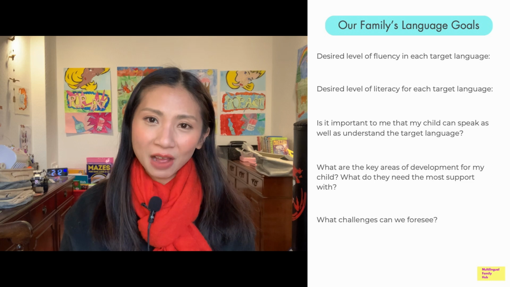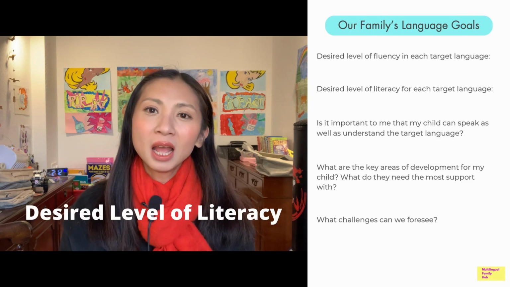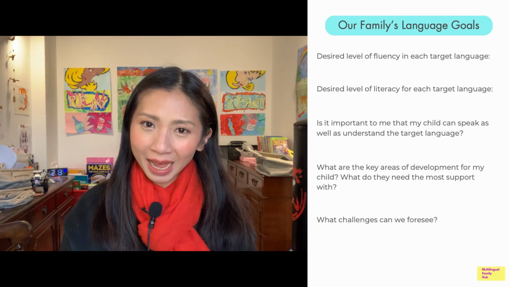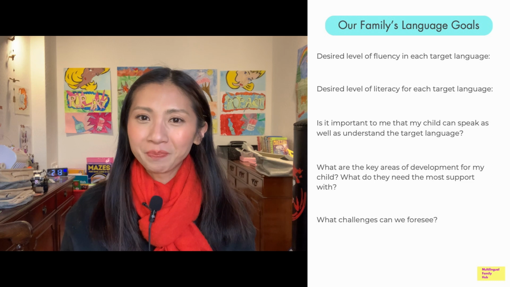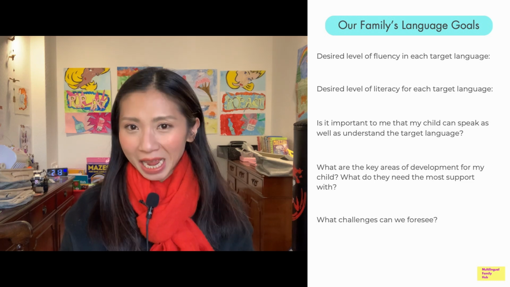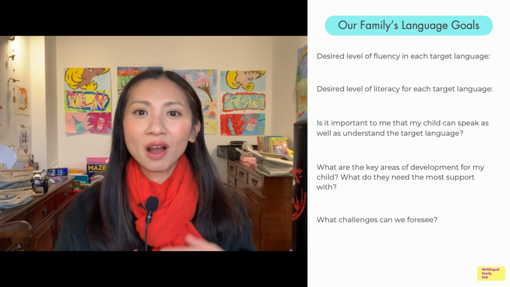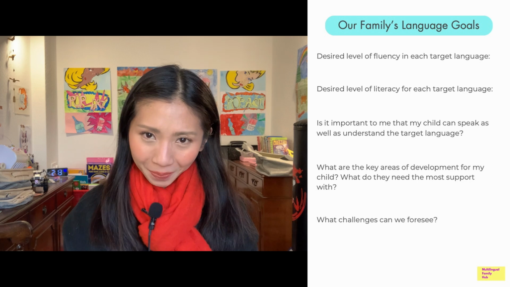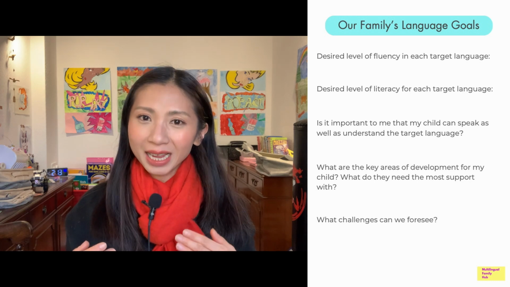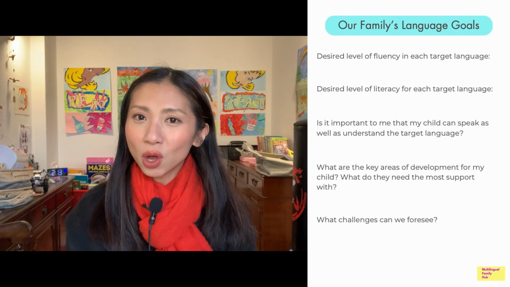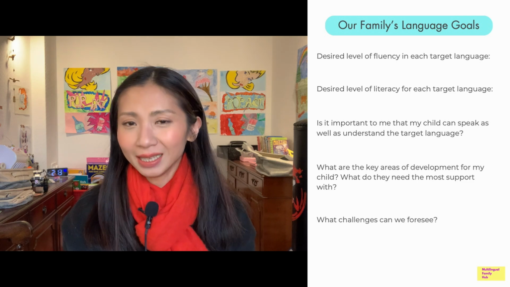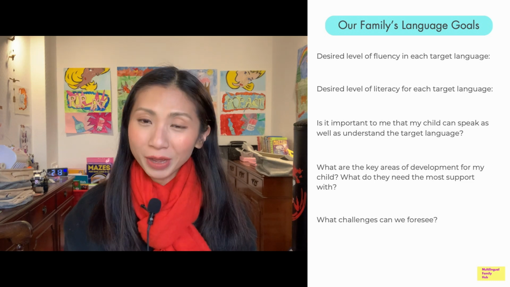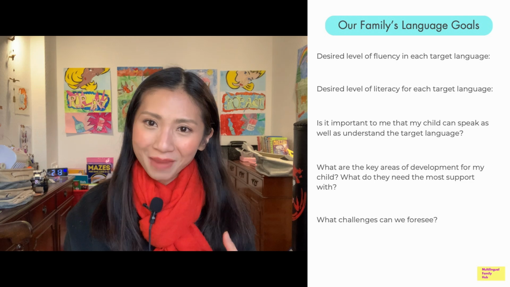Next, what's your desired level of literacy for your target language? What this means is that you need to think about whether or not reading and writing in the target language is important to you as a family. There's a crucial distinction between being able to understand and speak a language versus reading and writing a language. These are entirely different skills. For us, for example, we would like our children to have a basic level of literacy in Russian and in Chinese. For some families, literacy may not be an important goal, and that's absolutely okay too. Write down your answer, whatever it might be.